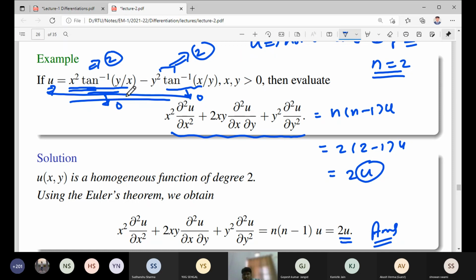You will find the value of the partial derivatives of second order. You will go on calculating these values, and that will become time consuming. So the better way is to check whether your given function is homogeneous or not, and then apply Euler's theorem. So the answer will be a one line answer only. So you can easily apply Euler's theorem for the homogeneous function.